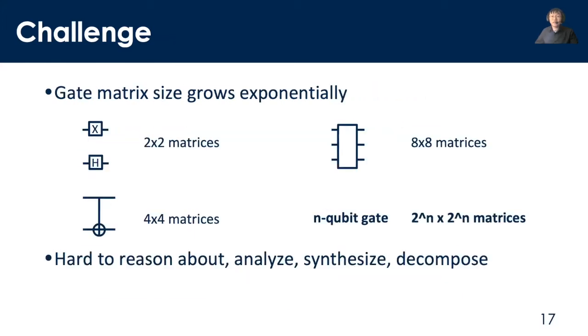The key problem here is that the gate matrix size grows exponentially as the number of qubits increases. For example, for single qubit gates, we are basically dealing with 2x2 matrices. And for 2 qubit gate cases, we're dealing with 4x4 matrices. And for 3 qubit circuit blocks, we're dealing with 8x8 matrices. And in general, for n qubit gate, we have to process some 2^n by 2^n matrices. And the size of such cases is very, very large, and it soon becomes hard to reason about, analyze, synthesize, or decompose such matrices.